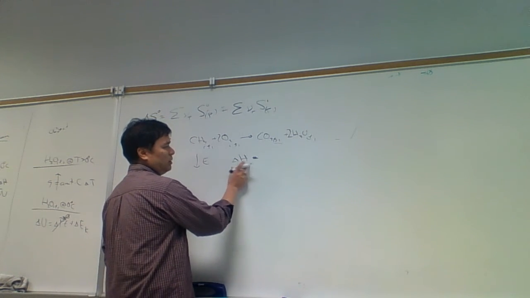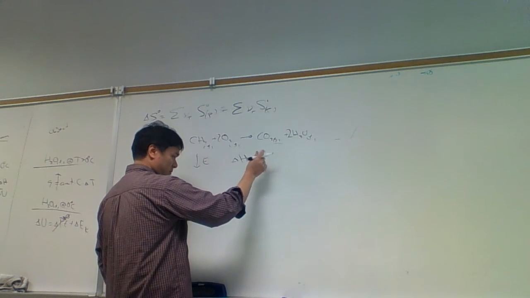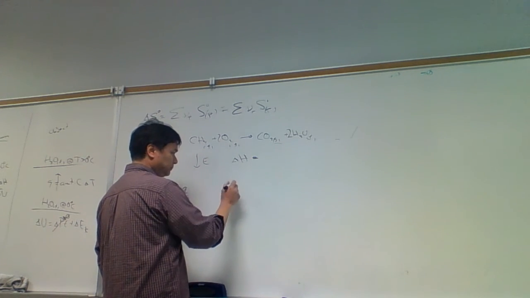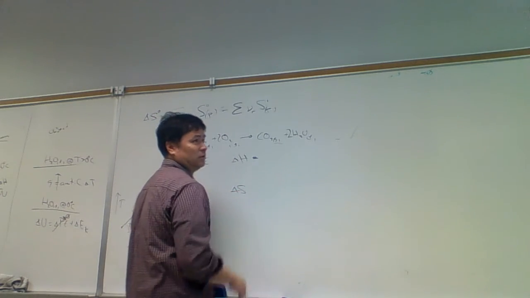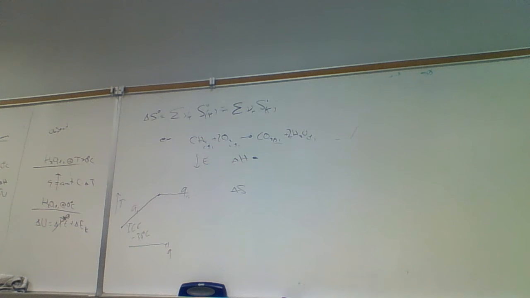Then what's the easiest way of determining delta H? The easiest way is using delta H of formation. So this is a simple calculation. We'll do it. The easiest way of determining delta S is just use this. And so these calculations turn out to be quite easy, which we'll do next time, tomorrow, and then we'll see. But conceptually, understanding the table is not so easy.